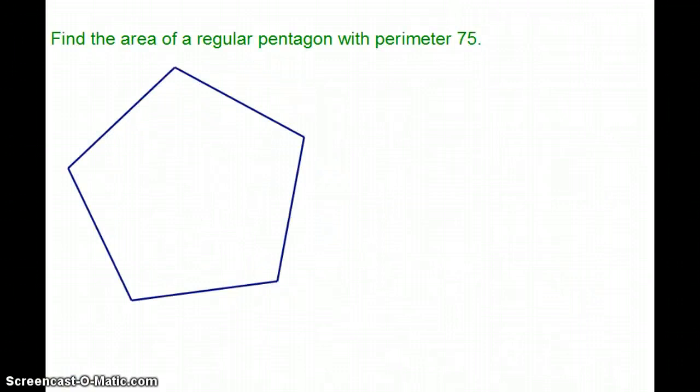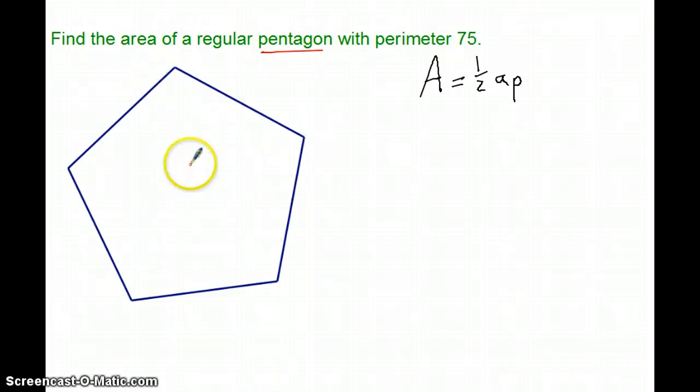Okay, so here's a different type of problem. Here, instead of trying to look for the perimeter, I'm going to give you the perimeter. I know the area that I'm looking for is a half times the apothem times the perimeter, but the only thing I know is the perimeter and the fact that it's a pentagon. That's huge. The fact that it's a pentagon, I know how many sides there are. I can hope to find angles at the center because I know how many there are.